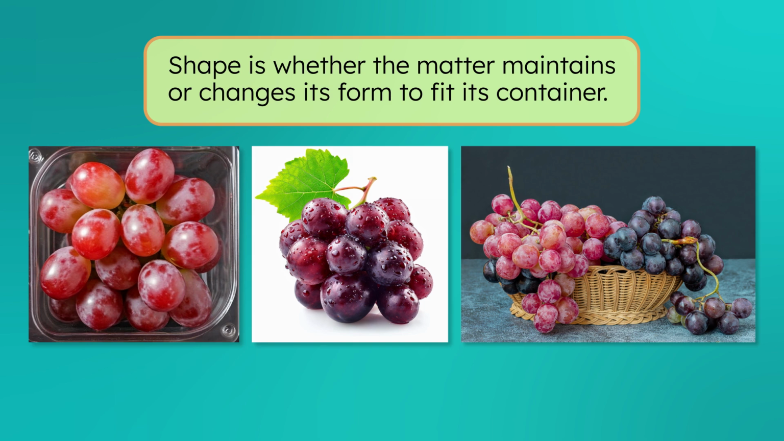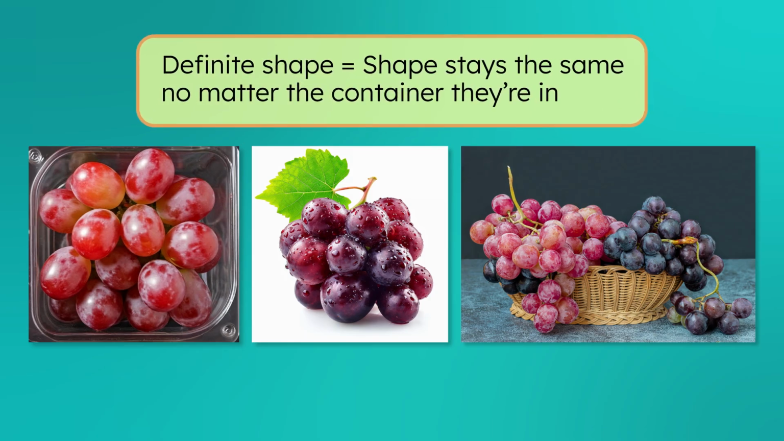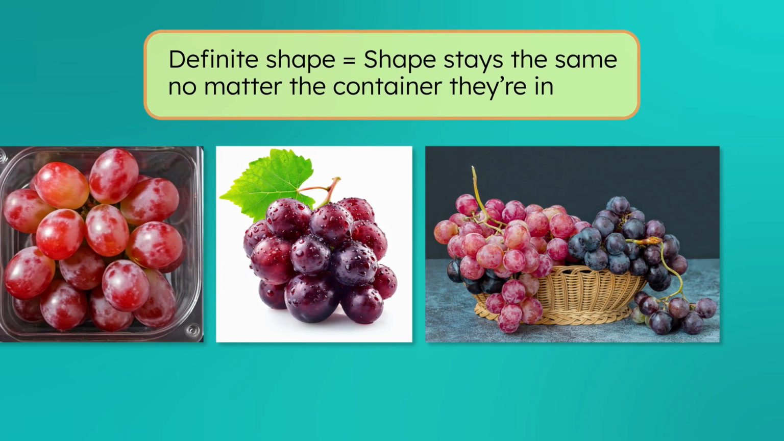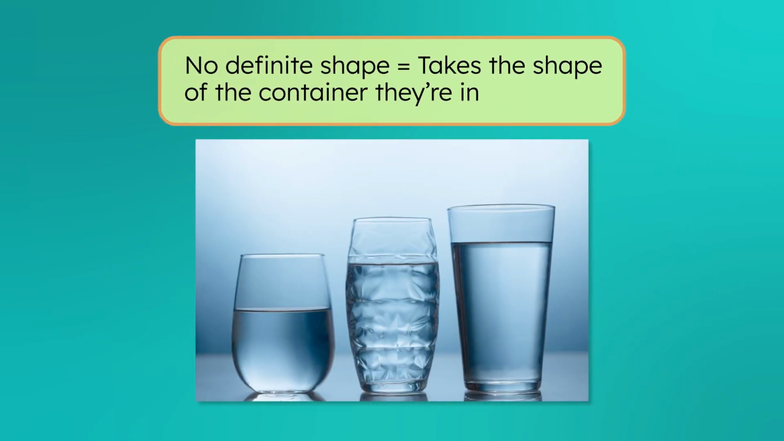First, shape refers to whether the matter maintains its form regardless of what container it's in. Some types of matter have a definite shape, which means their shape stays the same no matter the container they're in. Other types of matter have no definite shape, which means they take the shape of the container they're in, like water taking on the shape of its glass.